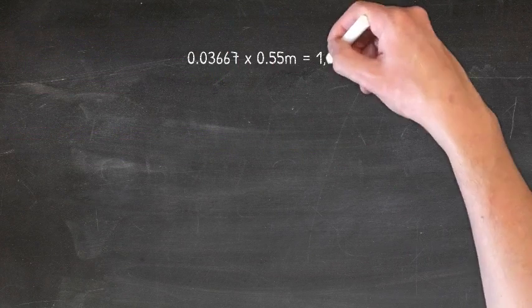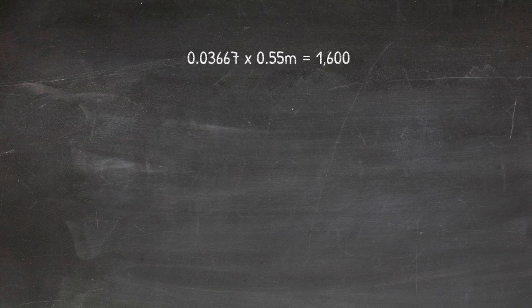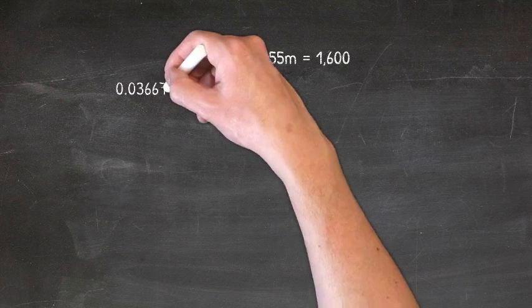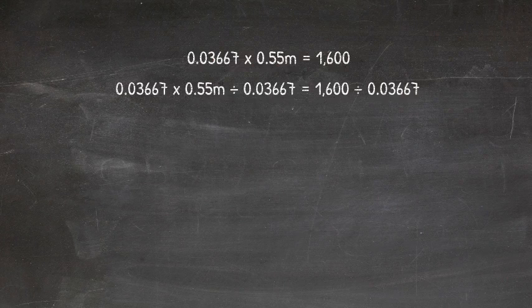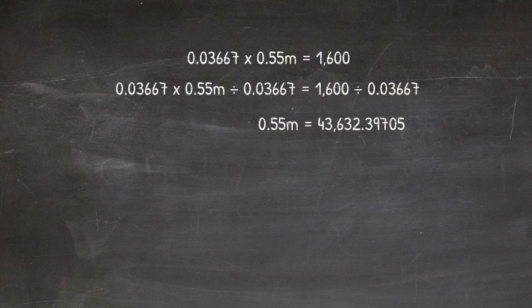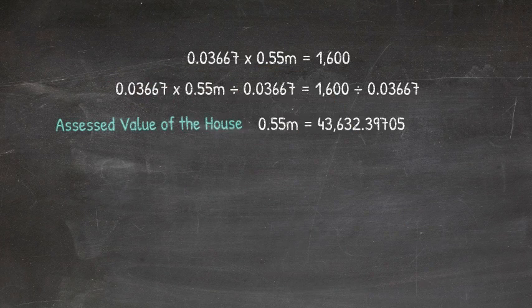We want to figure out the cost of the market value. So first we will divide each side by the 0.03667 to account for the taxes in the equation. That will give us 0.55m being equal to 43,632.99705. If you remember back to our original statement, we said that 0.55m is the assessed value, and so this is the assessed value of the house. Now we can figure out the market value.